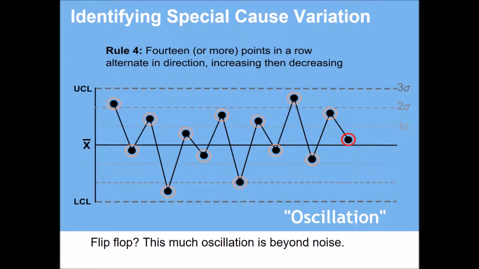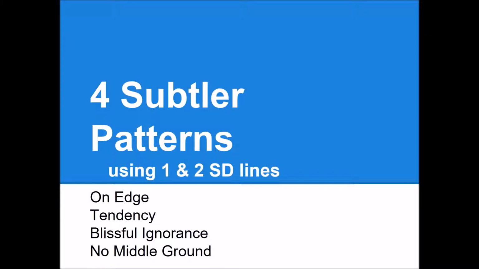The fourth rule we'll call oscillation. This is when 14 or more points in a row alternate in direction, up, down, up, down, up, down. In other words, no more than 2 points in a row ever create a trend in a single direction. This regular oscillation, statistically, is unlikely to be due to chance alone. And then there are 4 more rules, which are a little more subtle. These use the standard deviation lines at 1 standard deviation and 2 standard deviations on either side of the mean.